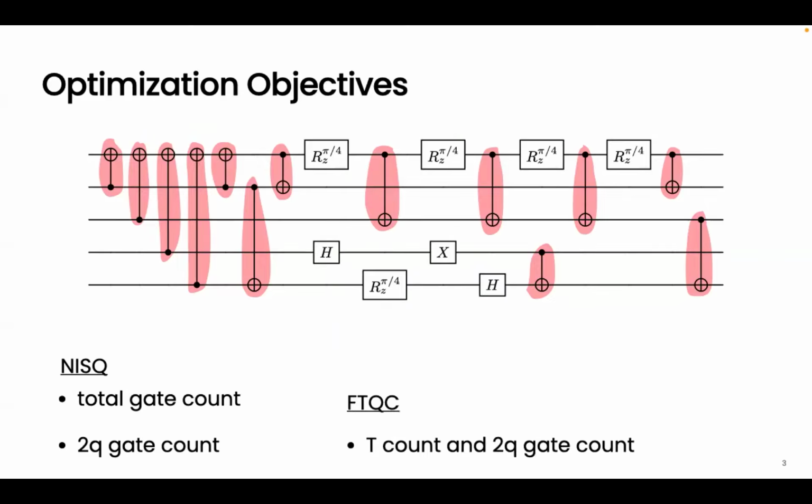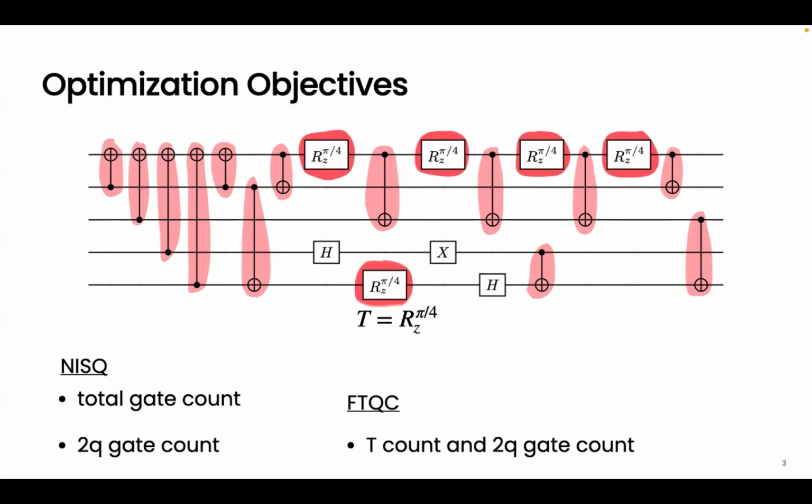And then when we shift into the regime where we have error correction, the objective changes a little bit, because now we have these gates called T gates, which are z-axis rotations by a particular angle, and they're going to be expensive to perform fault tolerantly.